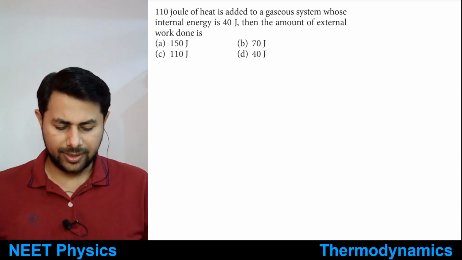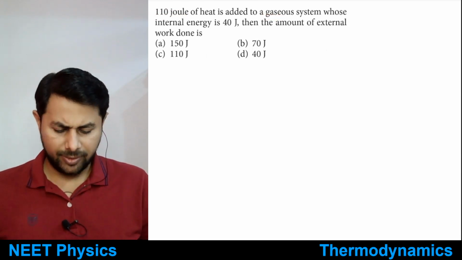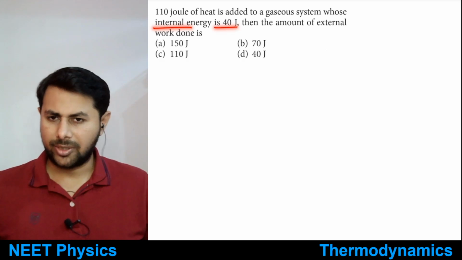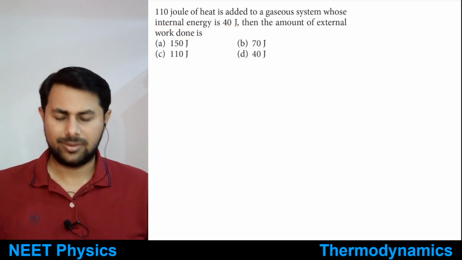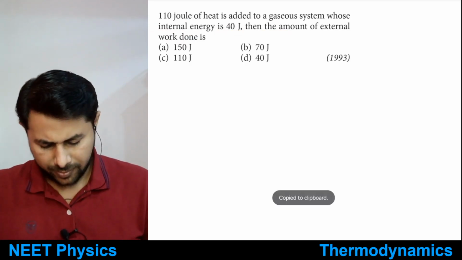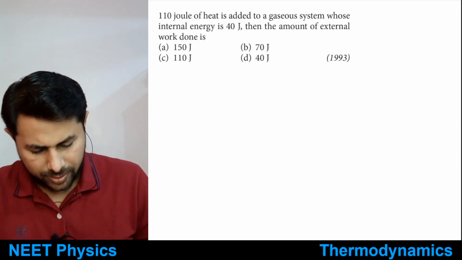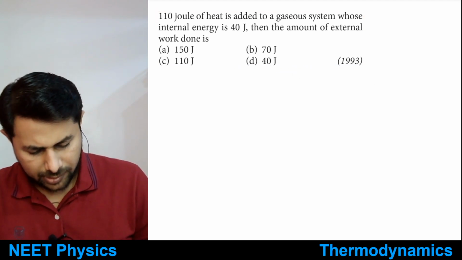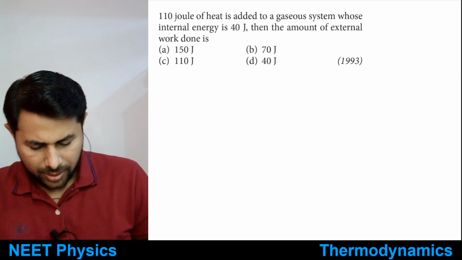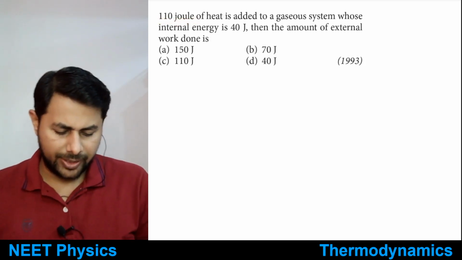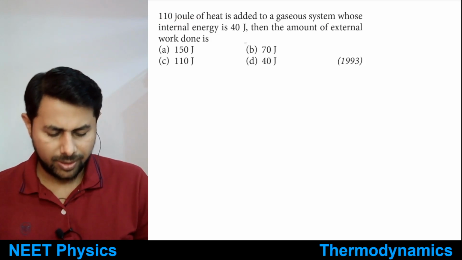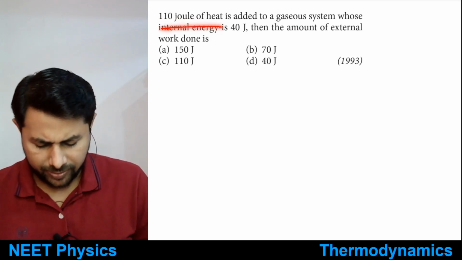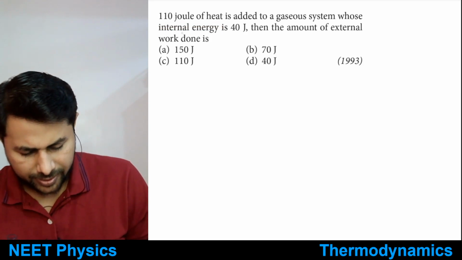110 joules of heat is added to a gaseous system whose internal energy is 40 joules. Then the amount of external work done is, tell me. In the original question, it's not like this: 110 joules of heat is added to a gaseous system whose internal energy is 40 joules. The question is not this way. The question is like this.